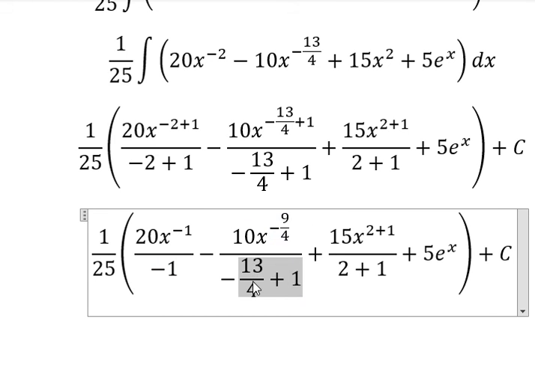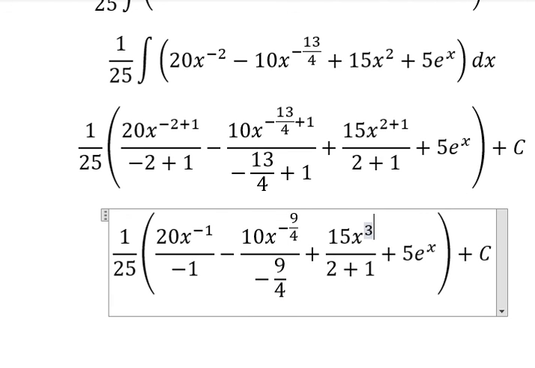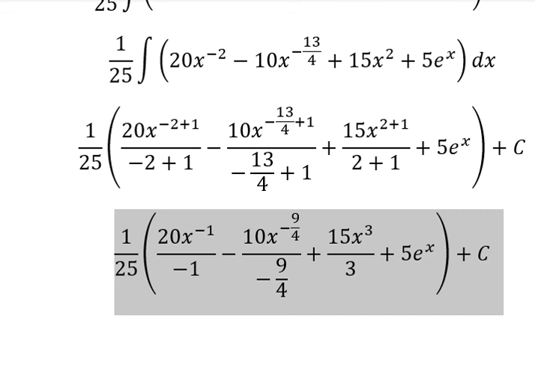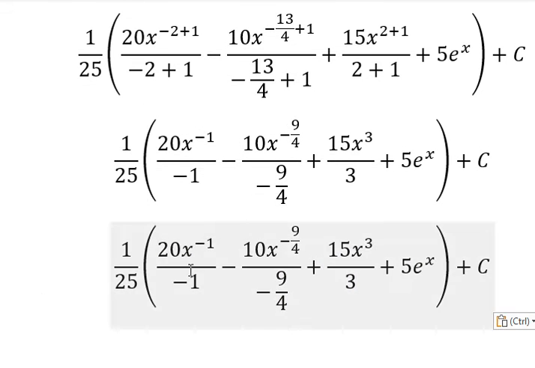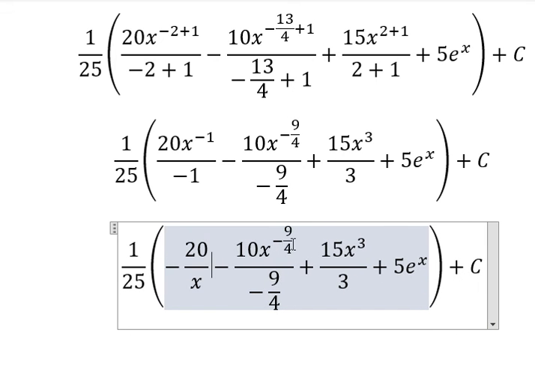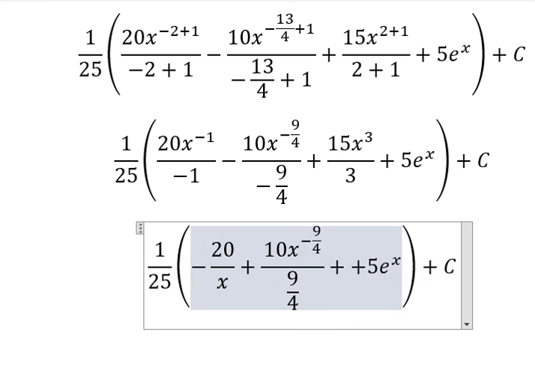9 over 4. This one we have number 3. This one we have negative number 20 over x. This one negative and negative, we simplify. This one we have number 5.